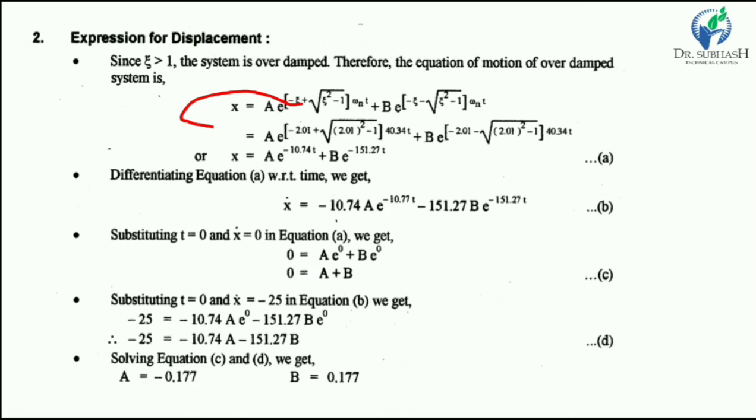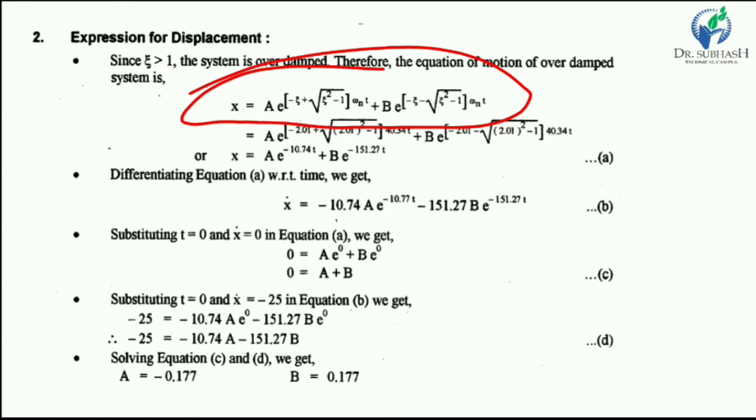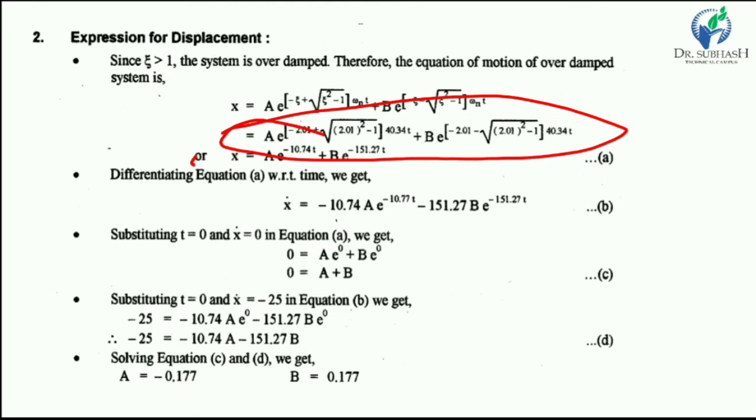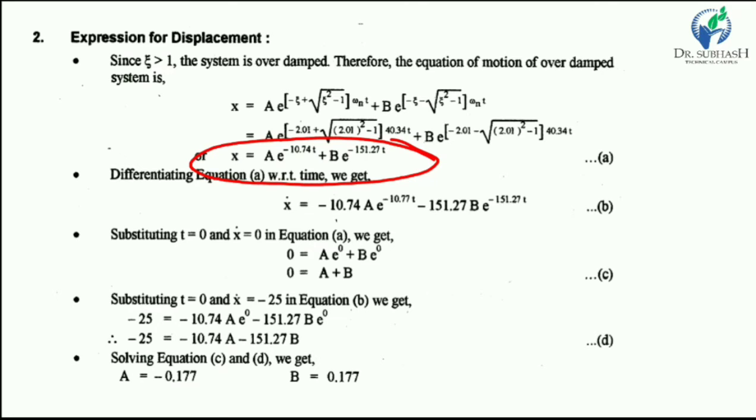Now we know the displacement equation for overdamped vibration: x is equal to a into e raised to (minus zeta plus under root zeta square minus 1) omega n t, plus b into e raised to (minus zeta minus under root zeta square minus 1) omega n t. Further putting in the values and simplifying, we get the final equation as shown in the slide: x is equal to a into e raised to minus 10.74 t plus b into e raised to minus 151.27 t.